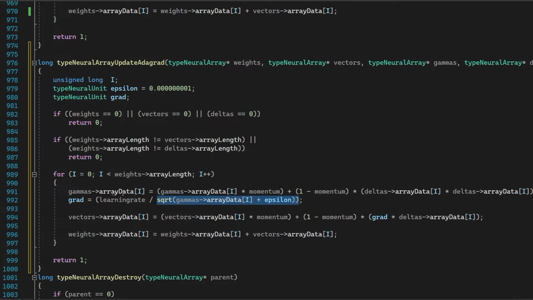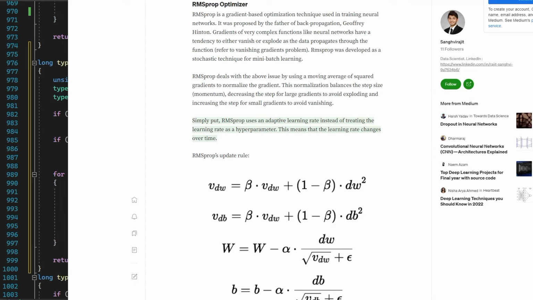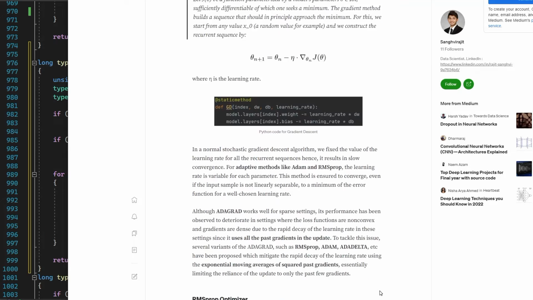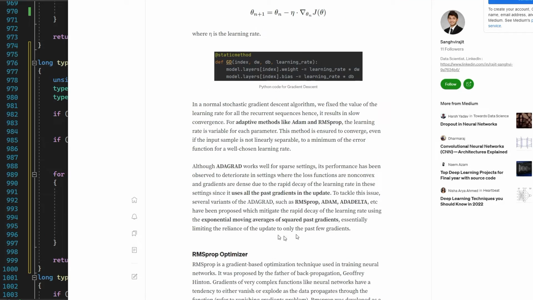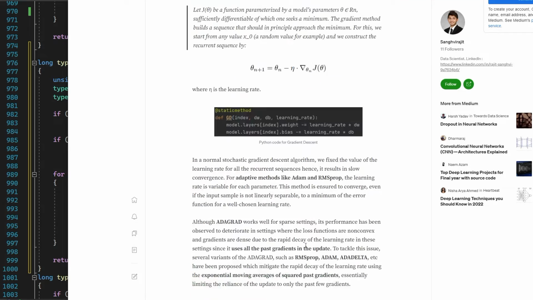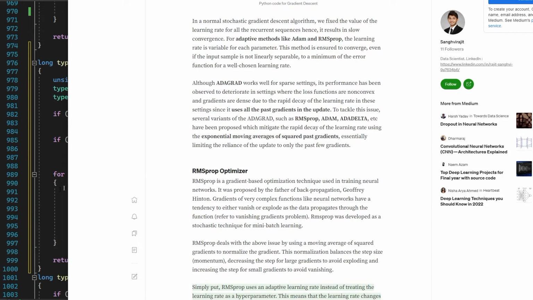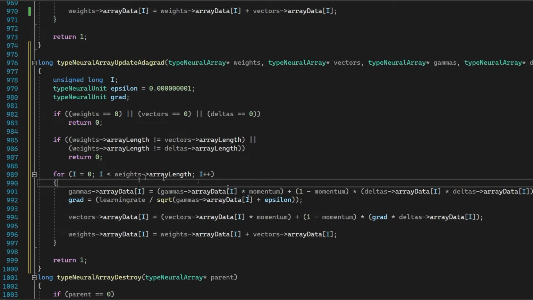The learning rate is shrinking or growing depending on how big the steps are. I'm not making a good explanation, but you can read up on that right here. RMSProp, AdaGrad, the same thing. As the step gets bigger or smaller, the learning rate changes to adapt to it. And that's pretty much it. That is AdaGrad.